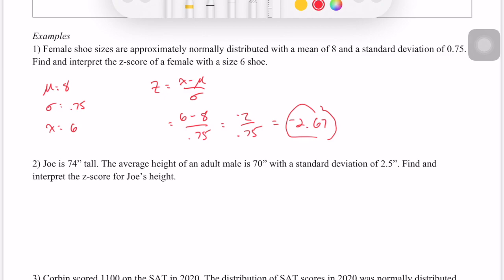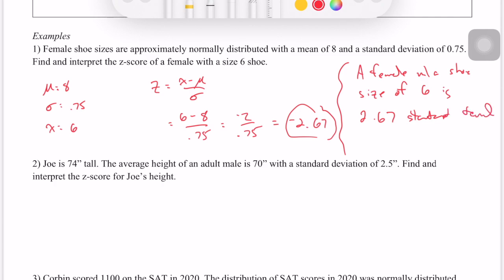We should always include a brief summation of our findings in full sentences. What would we say here? Simply say a female with a shoe size of 6 is 2.67 standard deviations below the mean.